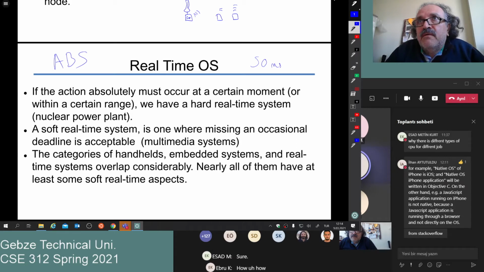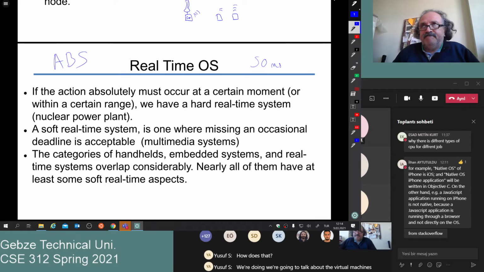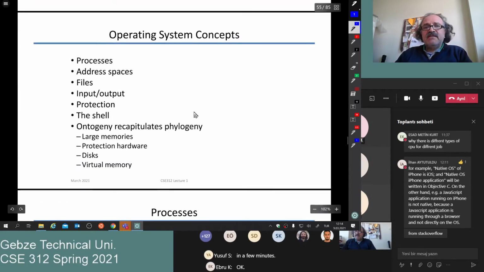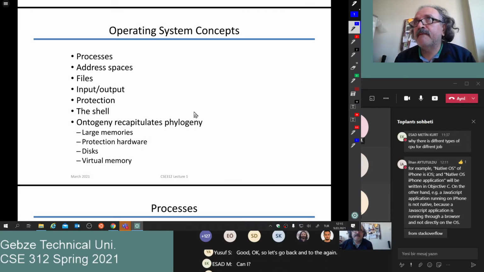How does the OS work on virtual machines? We are going to talk about virtual machines in a few minutes. Okay. Good. So let's go back again. Can I ask one more question? Sure.